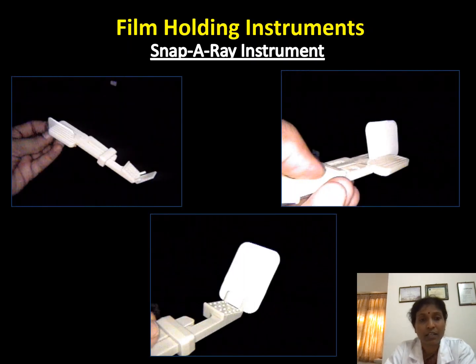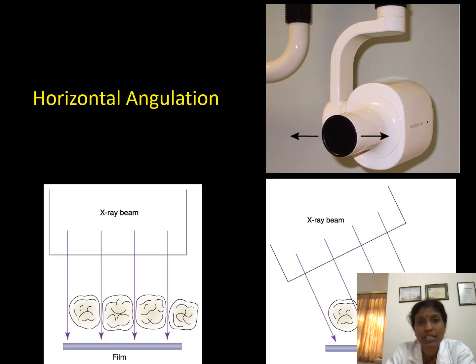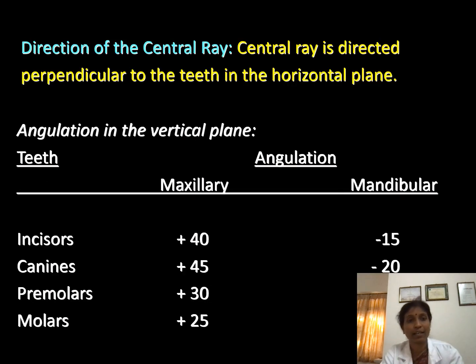In this technique we give various vertical and horizontal angulations, and we use a film holding instrument called the snap-a-ray. Vertical angulation is where you move the tube head up and down, and horizontal angulation is where you move the tube side to side. These two angulations are given in the bisecting angle technique. For horizontal angulation, the central beam should pass through the contact areas of the teeth, and vertical angulation is different for different teeth.